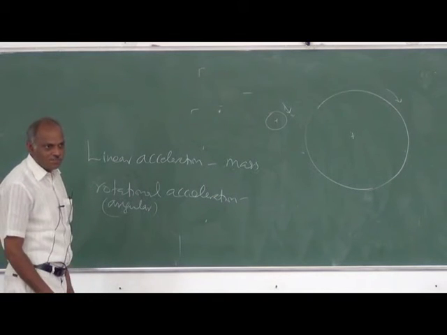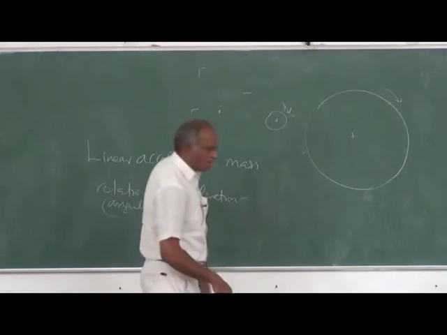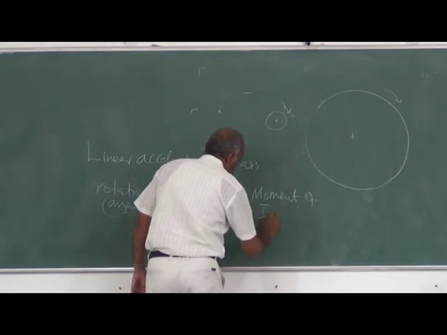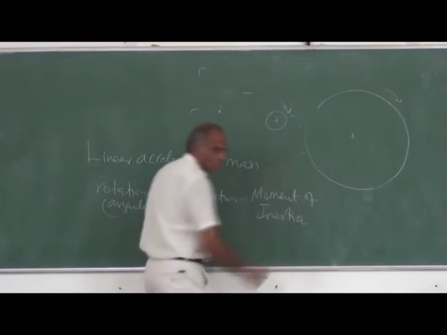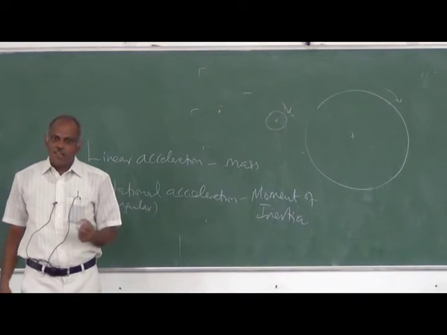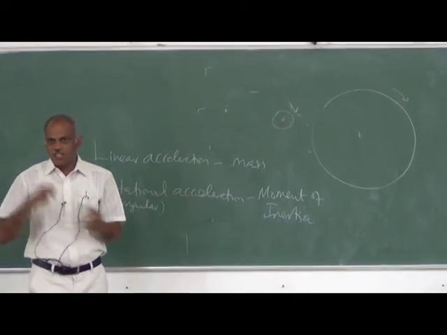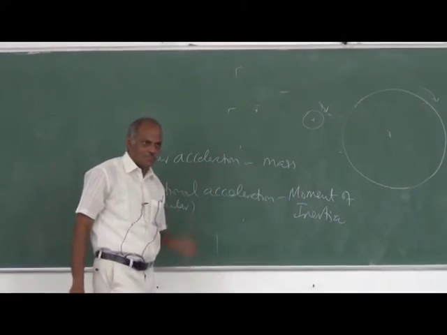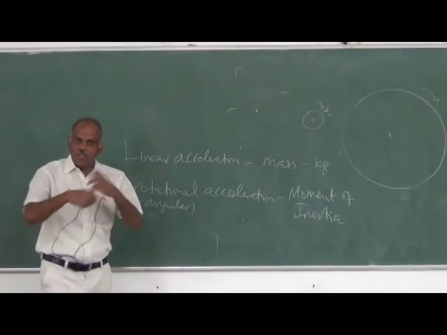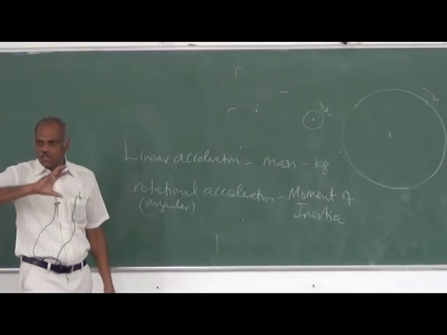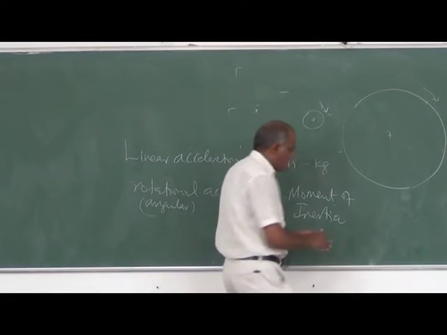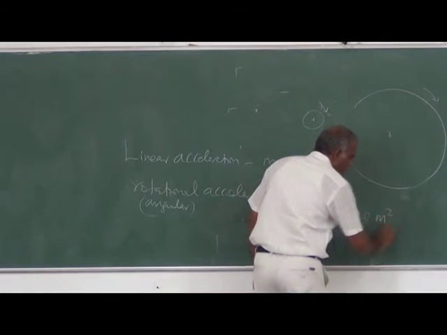Yeah, it is very simple. It is the moment of inertia. The quantification of inertia when it is subjected to linear acceleration, the resistance offered to linear acceleration, is mass, given by the unit kg. But when something is rotating, the resistance offered by the body to angular acceleration is called moment of inertia. The unit is kg meter square.